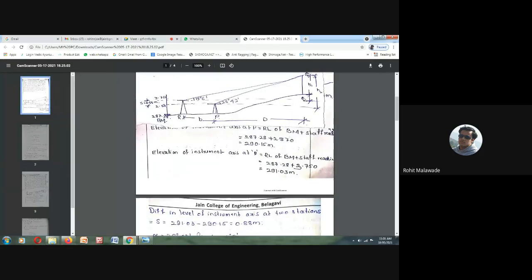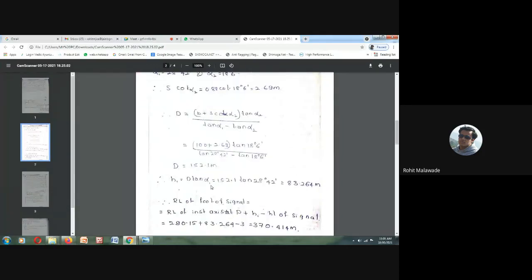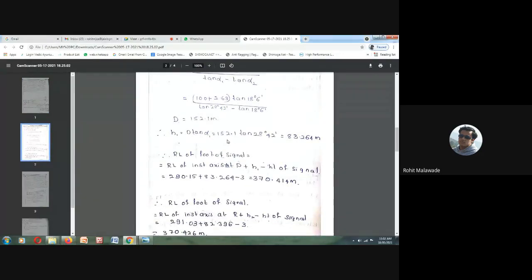So how can we calculate H1, this particular height H1? H1 can be calculated by using the formula D tan alpha 1. So we are going to get H1 as D tan alpha 1, that is 152.1 tan 28 degree 42 minutes. So D tan alpha 1 will be 83.264.